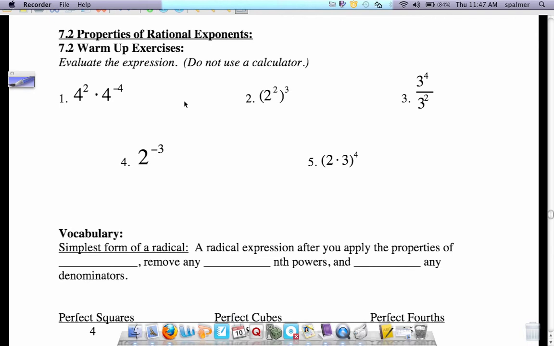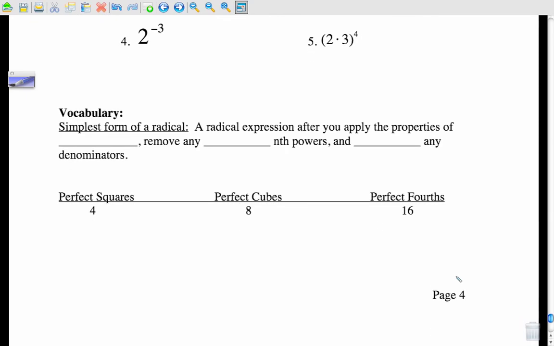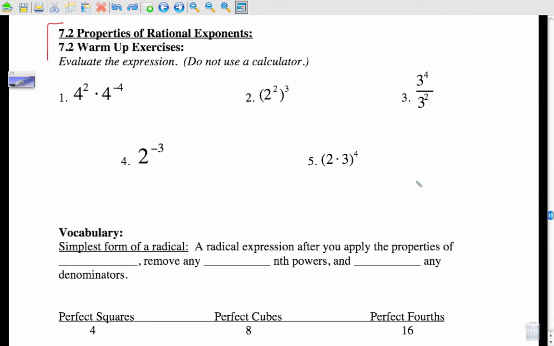Okay, section 7.2 in your notes here. I am towards the bottom of page 4 in your notes, dealing with section 7.2. This is going to be split into several videos just because of the length of this section.